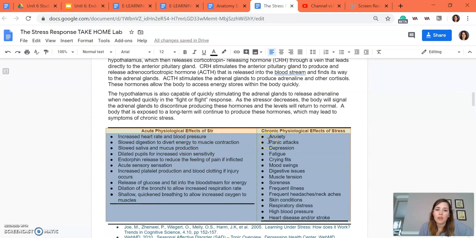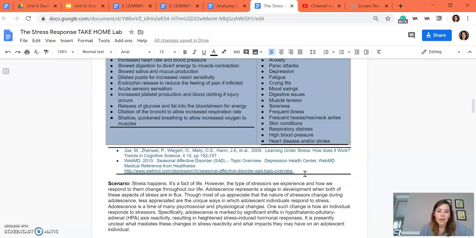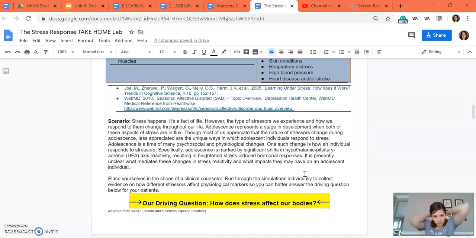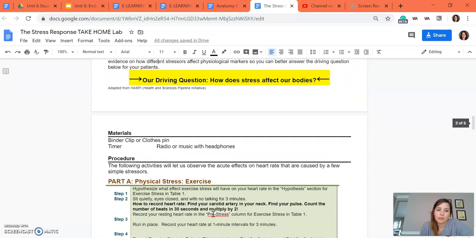Here's a table comparing acute versus chronic physiological effects of stress. So acute meaning short term, chronic meaning long term. And our scenario. I'm not going to read this to you, but make sure you guys read our scenario. What you guys are going to do, you're going to place yourselves in the shoes of a clinical counselor. You're going to run through the simulations individually to collect evidence on how different stressors affect physiological markers so you can better answer our driving question. And our driving question is, how does stress affect our bodies?